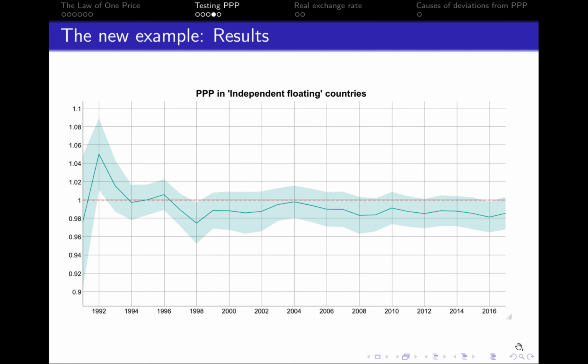Here is the graph that I got. Of course, I've chosen the independent floating countries for a very simple reason, because in those countries, governments intervene the least on the exchange rate markets to establish some value of the currency. The currency is the most prone to adjust to differences in price levels. And this is what we see over here.